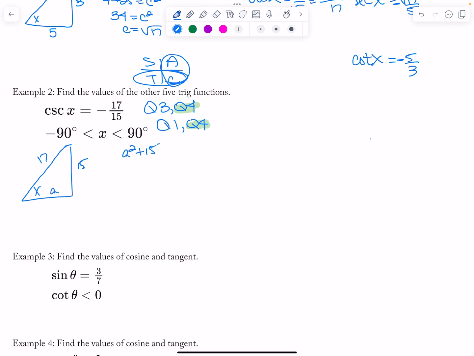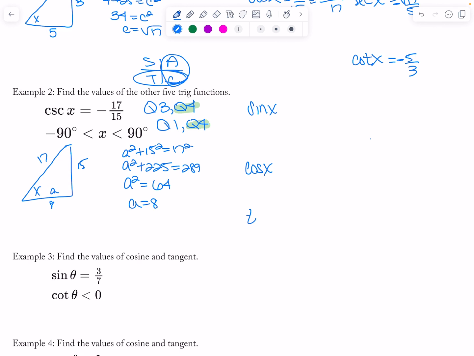Then I want to find the missing side. So a squared plus 15 squared is equal to 17 squared. So a squared plus 225 is equal to 289. Then a squared is equal to 64, so a is equal to 8. Okay, so I want to find sine, cosine, tangent. I already have cosecant, so I want secant and cotangent.